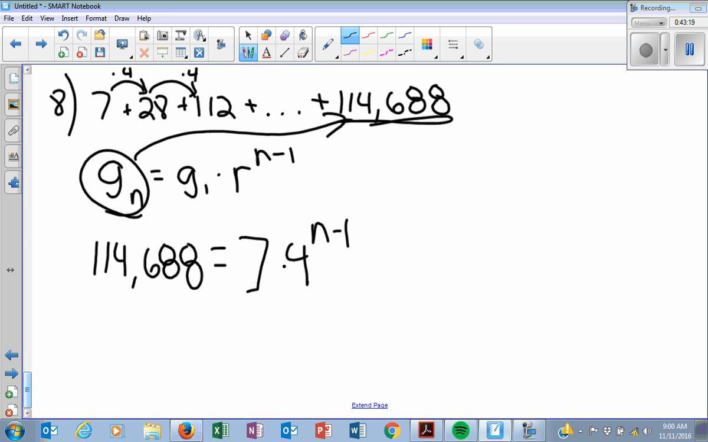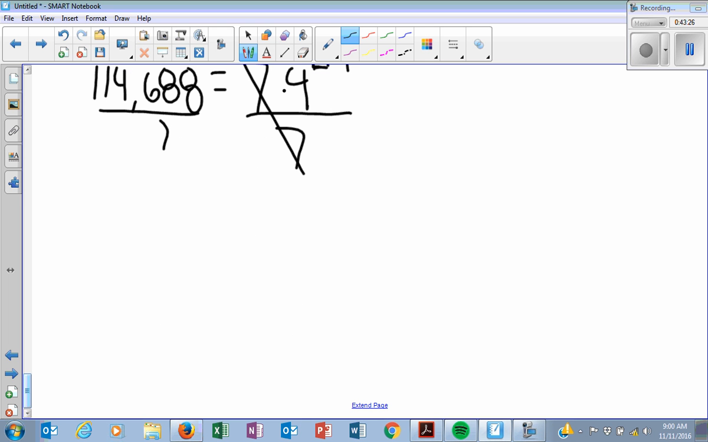So what I do is divide by 7. I'm trying to get the n by itself, so I work backwards and divide by 7. And I get... now what I would do is I want to know 4 to what power gets me to this big old number. And I could guess and check, but on calculators, there are buttons that you can hit that actually find the root.